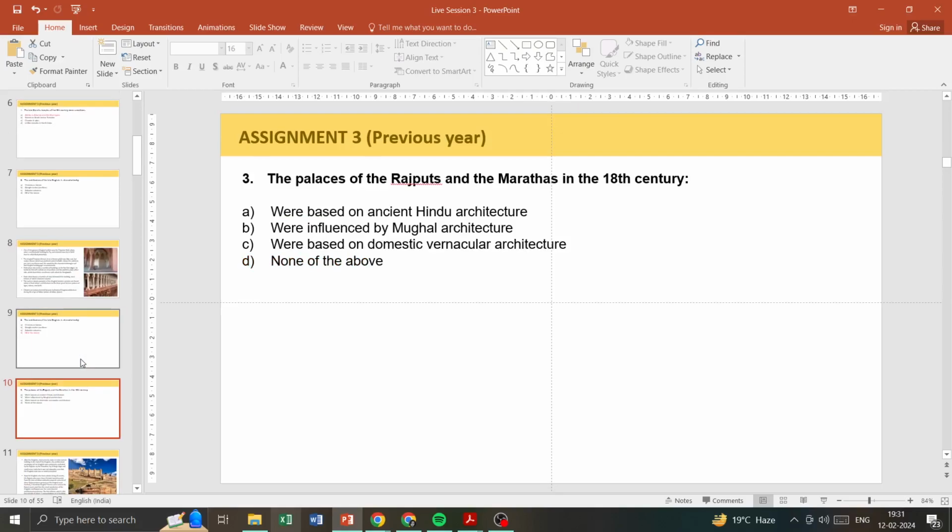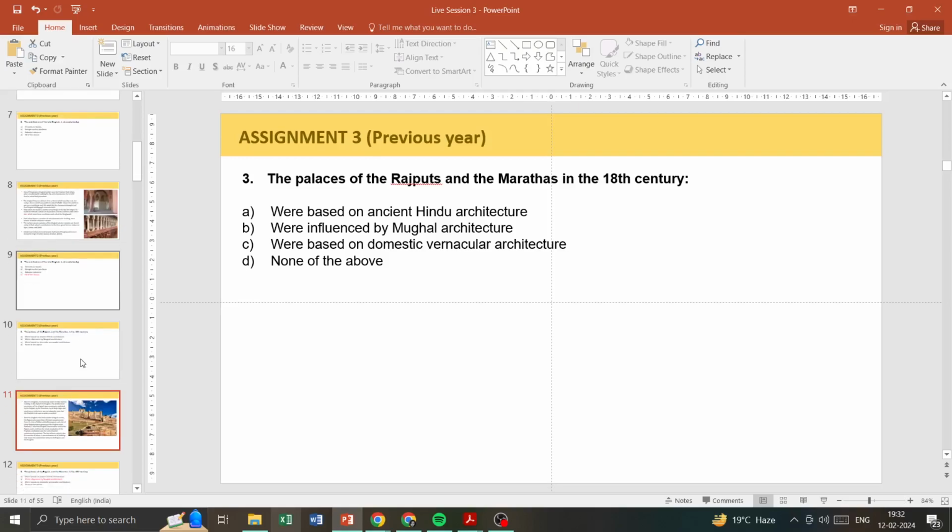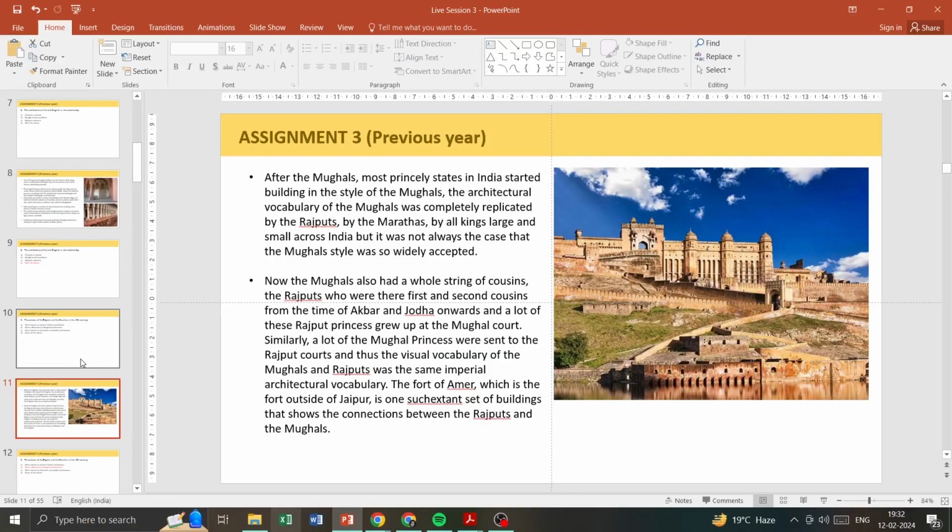Then question number 3 was that the palaces of the Rajputs and the Marathas in the 18th century were based on ancient Hindu architecture, were influenced by Mughal architecture, were based on domestic vernacular architecture, or none of the above. After the Mughals were defeated completely, most of the states in India which were ruled by kings or princes started building in the style of the Mughals. They started using the architectural vocabulary of the Mughals, and it was majorly replicated in the buildings by Rajputs and the Marathas.